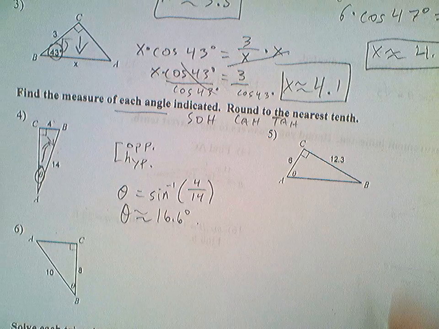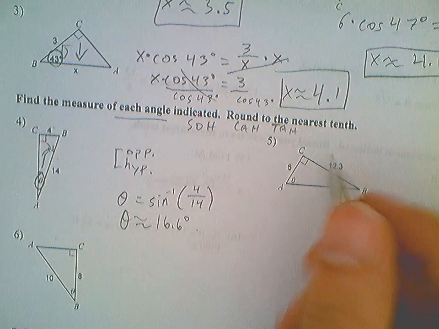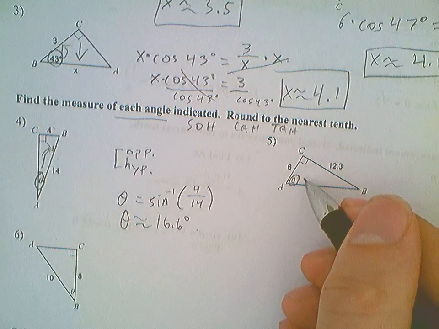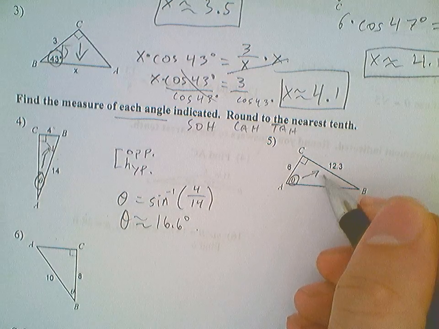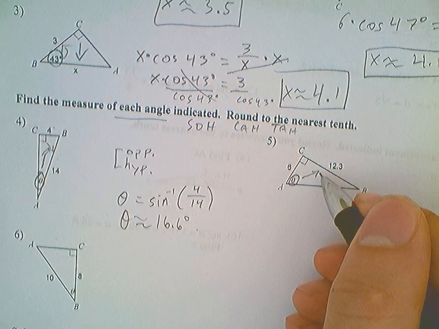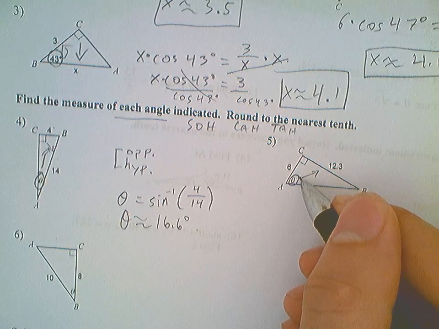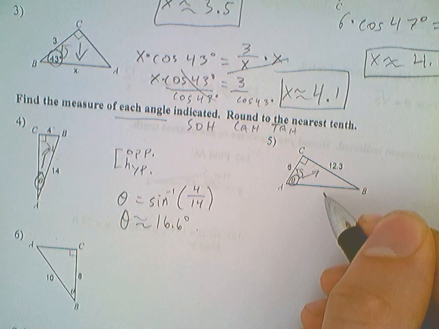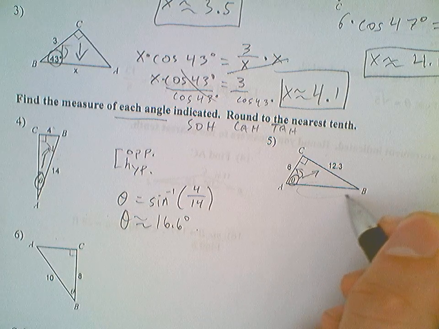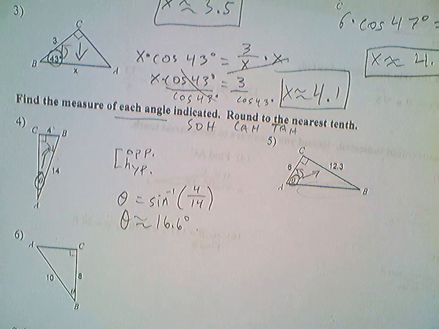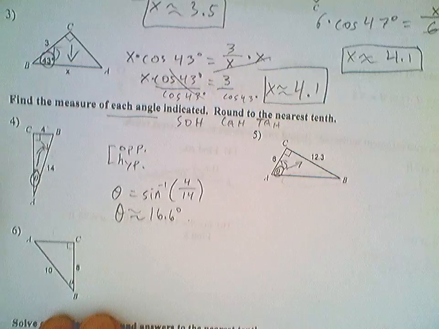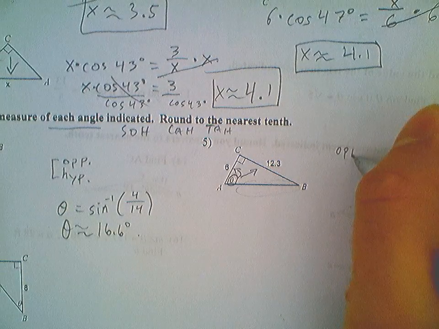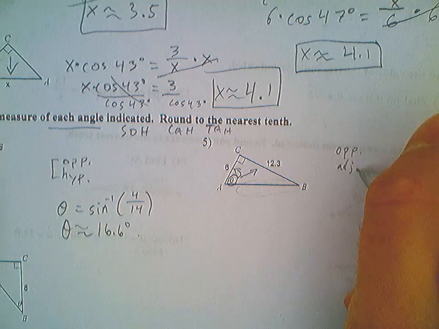All right, moving on. Number 5, we're asked to figure out this angle theta. And it looks like we are given the side opposite theta as well as the side adjacent to it. We are not given the hypotenuse in this problem. Remember, the hypotenuse would be this long side here on the bottom, which we do not have in this particular one. So we've got opposite and adjacent.